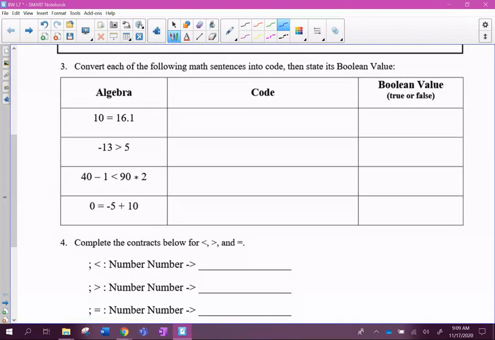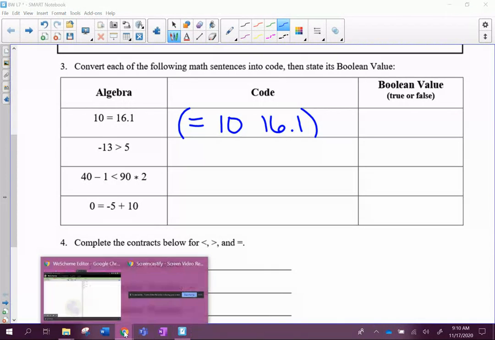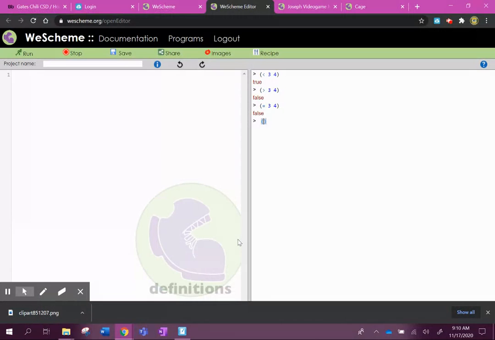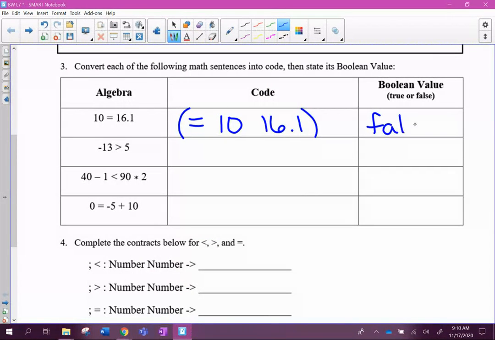So we are going to convert each of the following math sentences into code, and then we're going to state its Boolean value, whether it would be a true statement or a false statement. So my algebra here is 10 equals 16.1. So my code would be parenthesis equals 10, 16.1. False. Which hopefully is easy for you to understand because 10 and 16.1 do not equal each other.